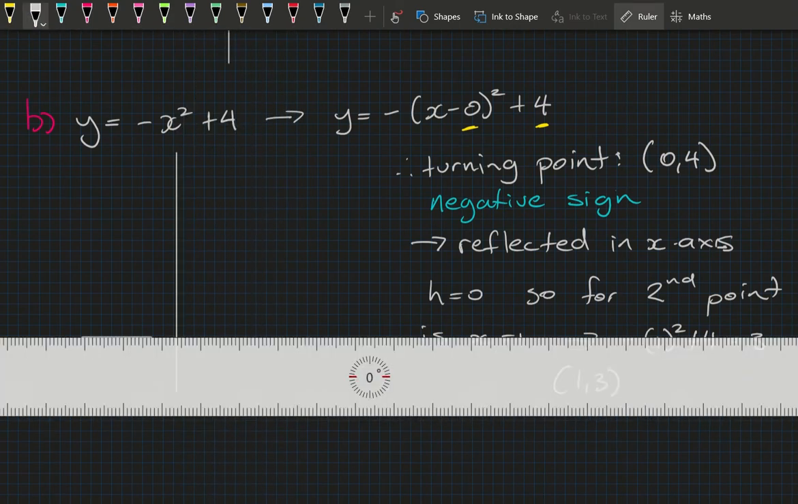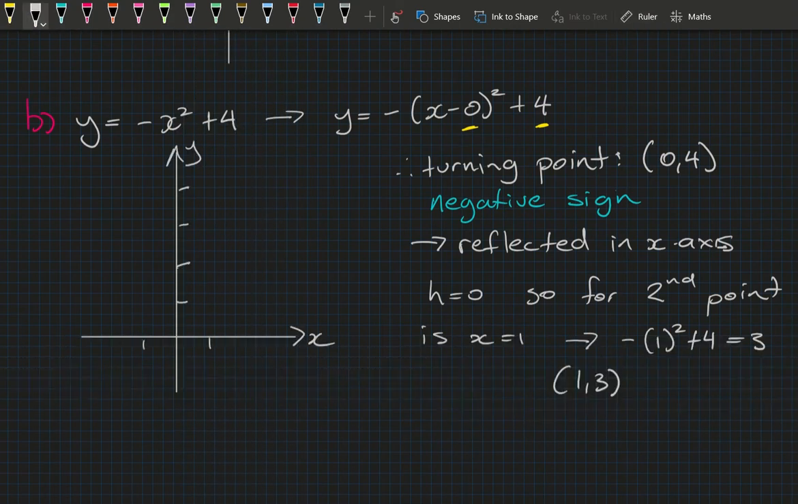Let's draw some axes for these 2 points. So we know we've got a turning point at (0, 4), and our second point is at (1, 3). So we can now draw one side of the parabola, and by symmetry, the other side is the same. If I could draw properly.